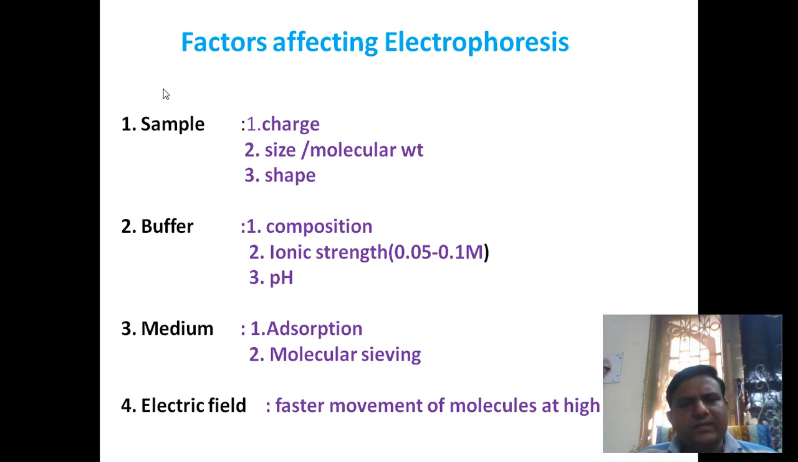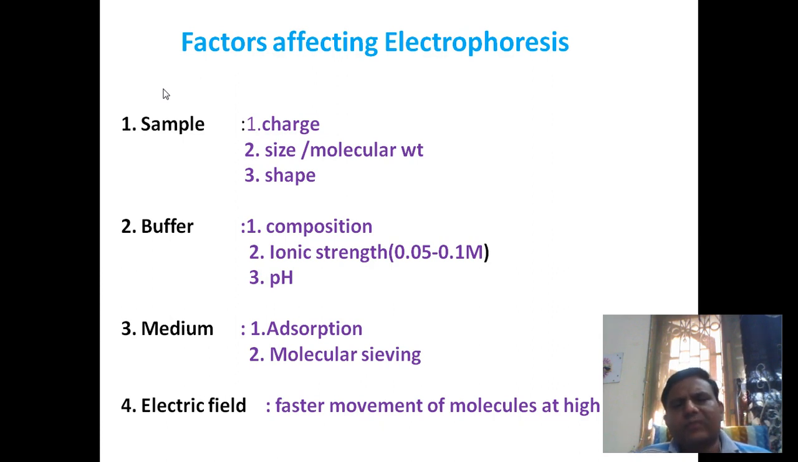So what is the role of buffer in electrophoresis? Dear students, we can use different types of buffer for different types of electrophoresis. You know very well, there is paper electrophoresis, there is gel electrophoresis, and in gel electrophoresis there are again different types: it may be agar gel electrophoresis, polyacrylamide gel electrophoresis, SDS-PAGE, or native PAGE. So there are different types of electrophoretic methods available nowadays.